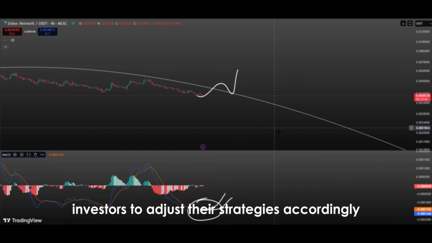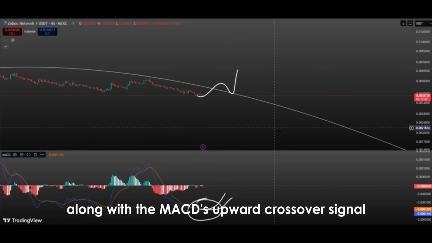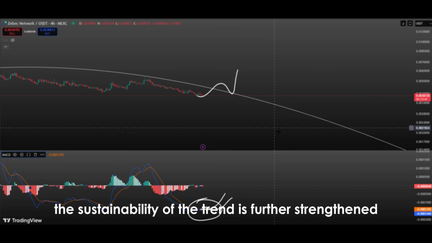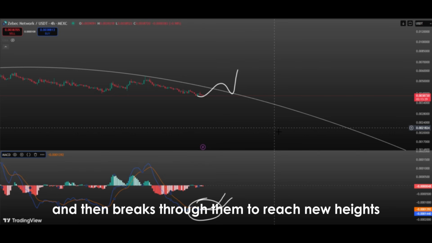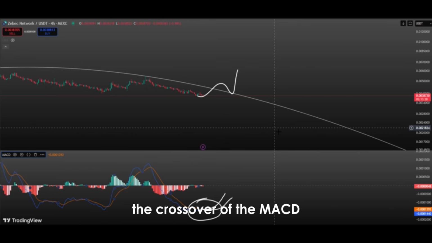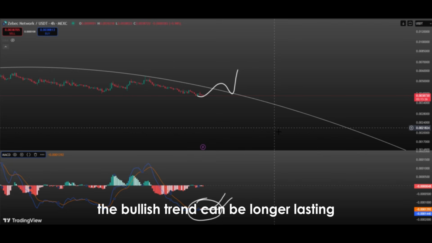When the price moves upward along with the MACD's upward crossover signal, the sustainability of the trend is further strengthened. In this scenario, the price first tests short-term resistance levels and then breaks through them to reach new heights. The crossover of the MACD lines serves as a technical trigger and helps the price gain momentum. When this momentum is supported by market volume, the bullish trend can be longer lasting and more sustainable.